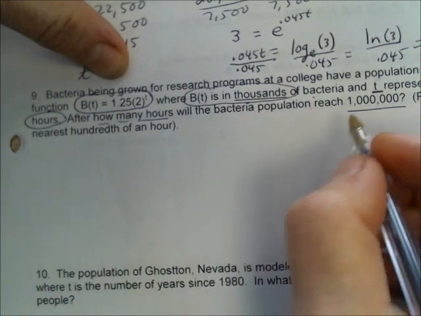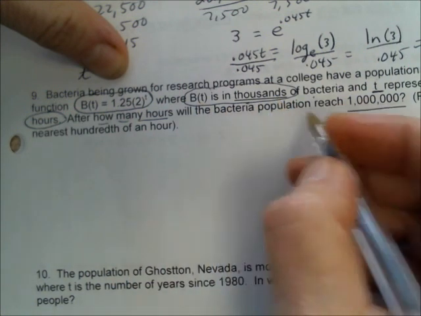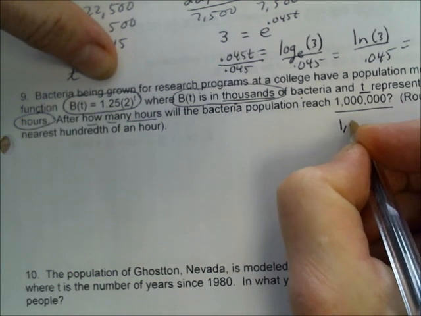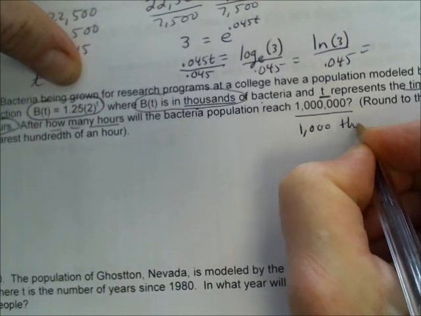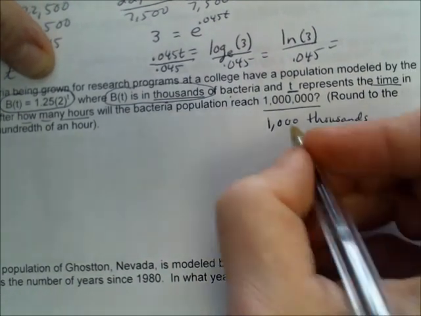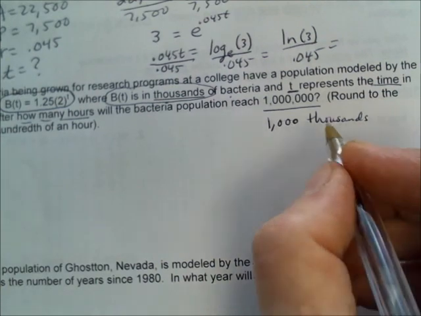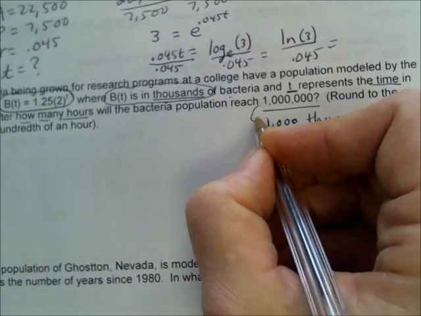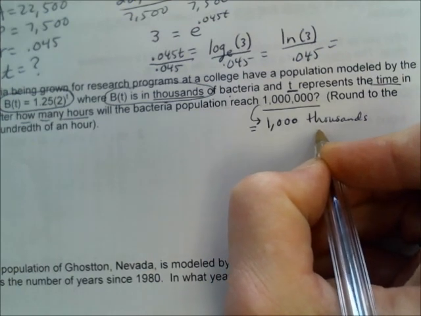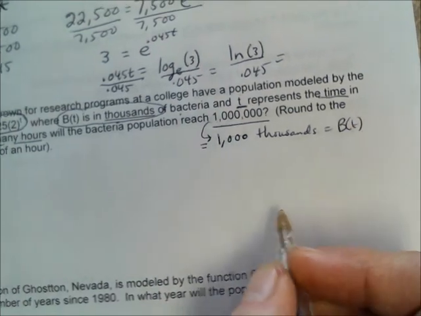Okay, this one is tricky because B of t is in thousands of bacteria and 1 million is 1,000 thousands. This is a little bit trickier than what you'd ever be expected to do on a test, but you should be exposed to this kind of work. So 1 million is equal to 1,000 thousands, and that's what we're going to be replacing B of t with.